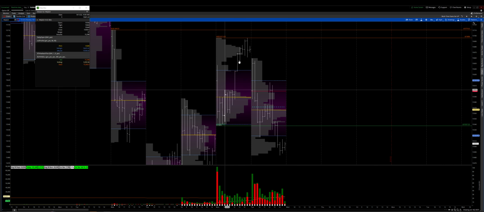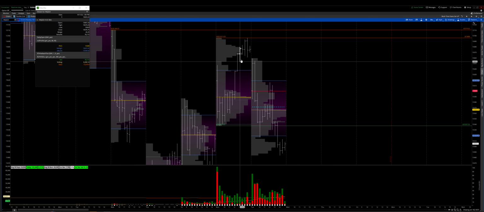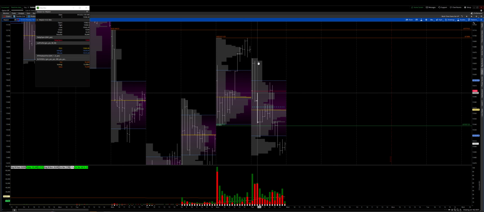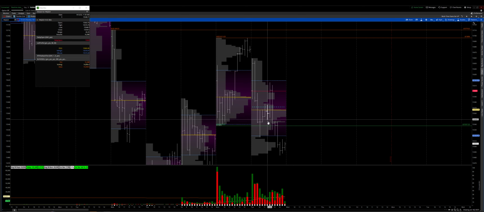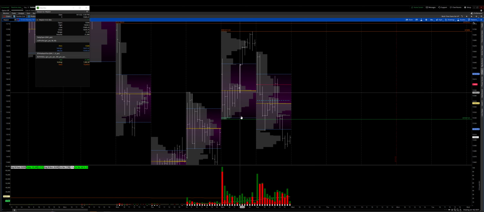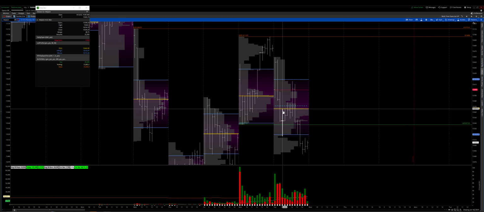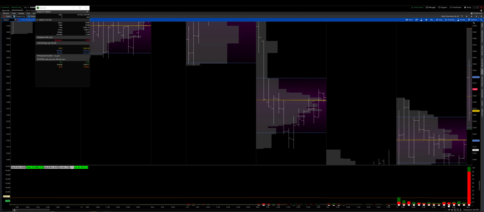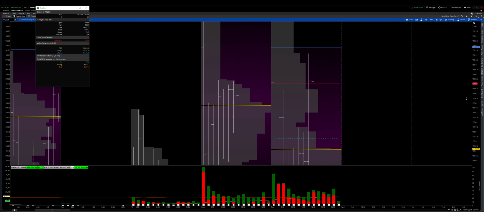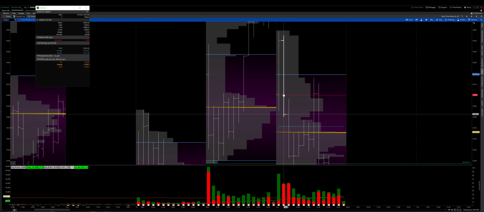So after we couldn't find acceptance above 15,653 or 15,650, you rotate down and test the other end of the previous day's range, which was 15,537.25. And we did that, but in a very, very good fashion as far as selling goes.